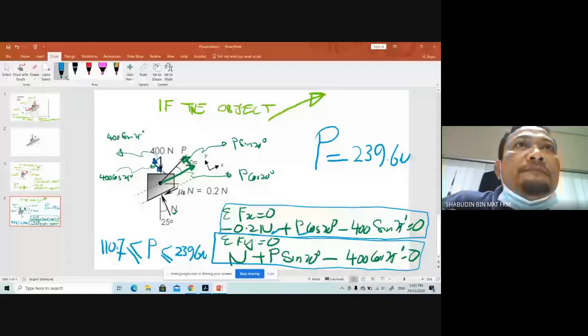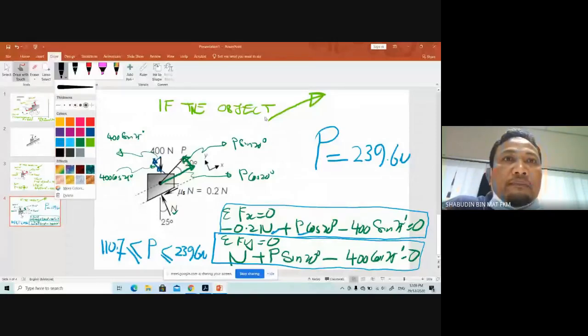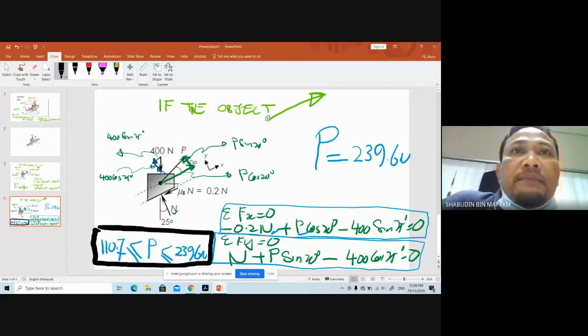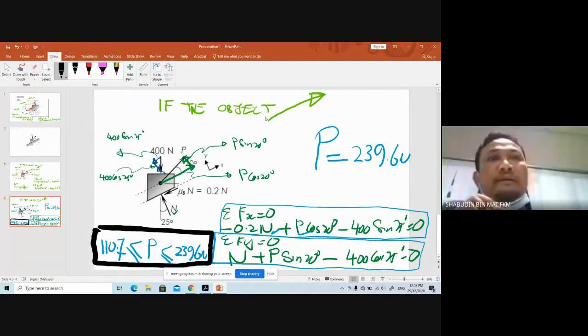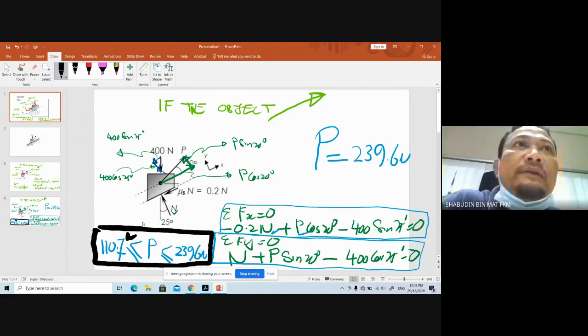So there are two possibilities, it may be falling down or it may be going up. If it is going up, force P may be 239.6, and if the object is falling down, the force P is about 111 Newton in that direction.